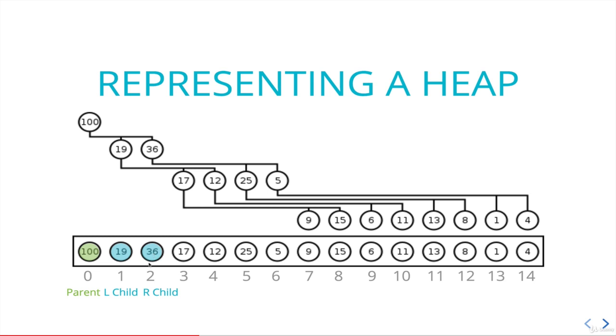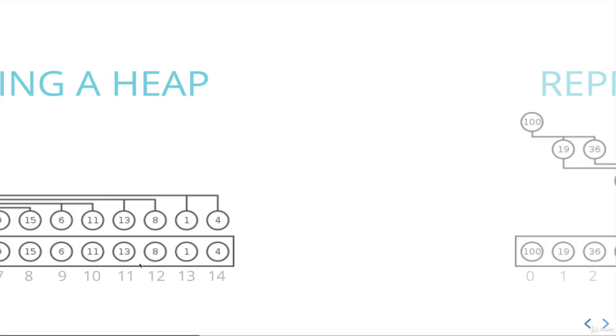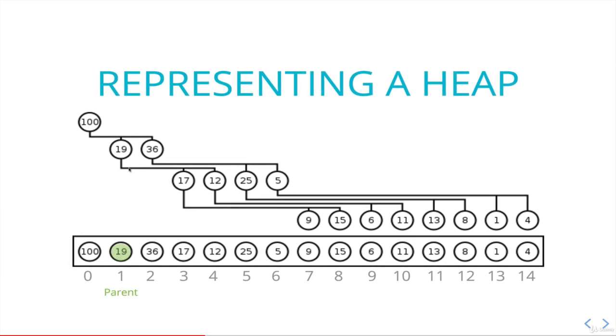All right, well, that part's easy because it's sort of a special case at the beginning. But now if we wanted to look at the children for, let's say, 19, well, we have to skip over 36, right? And if we look at this diagram, 19 has two children, 17 and 12. So the 17 is the left child, and 12 is the right child. So we have a parent at index 1. Its left child is index 3. Its right child is index 4.